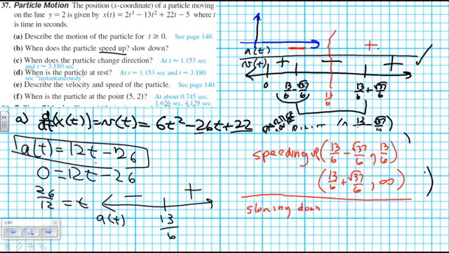And why isn't it speeding up? And why isn't it slowing down? I don't know. All right. When is it slowing down? When acceleration and velocity are opposite signs. So from 0 to 13/6 minus root 37/6, and then also from 13/6 to 13/6 plus root 37/6. And all of these are in seconds.